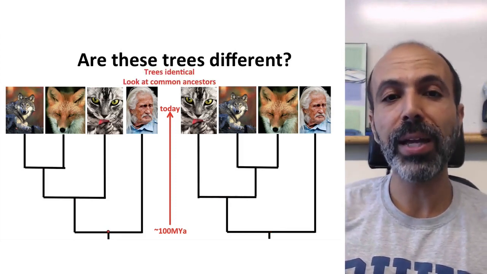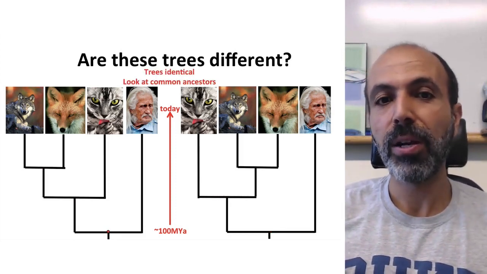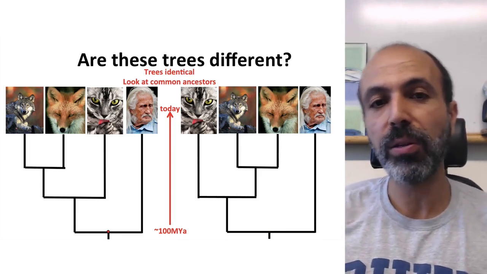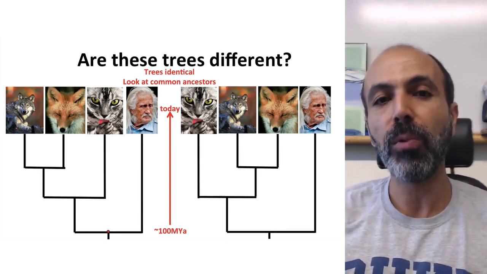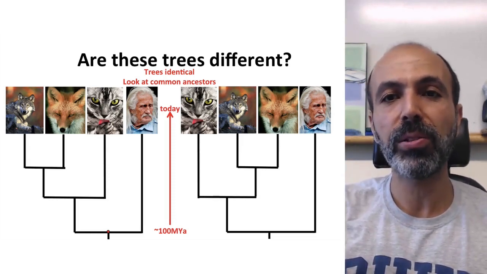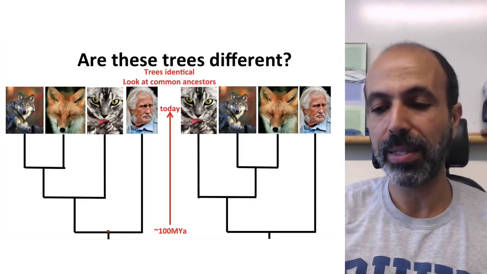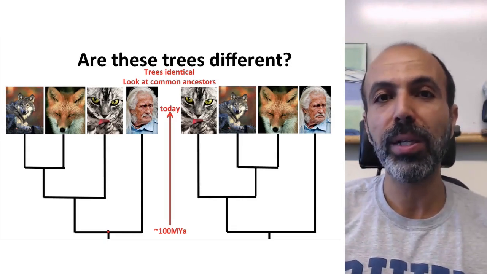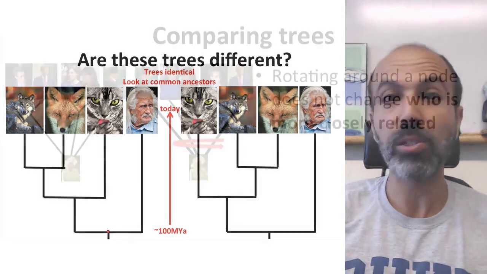And if you look at the common ancestors, it's not like all of a sudden fox is more closely related to human or fox is more closely related to cat in one tree than in the other. The point at which you have the most recent common ancestor is exactly the same. And that's important when comparing trees. Let me give you the example looking at, say, just a family tree.